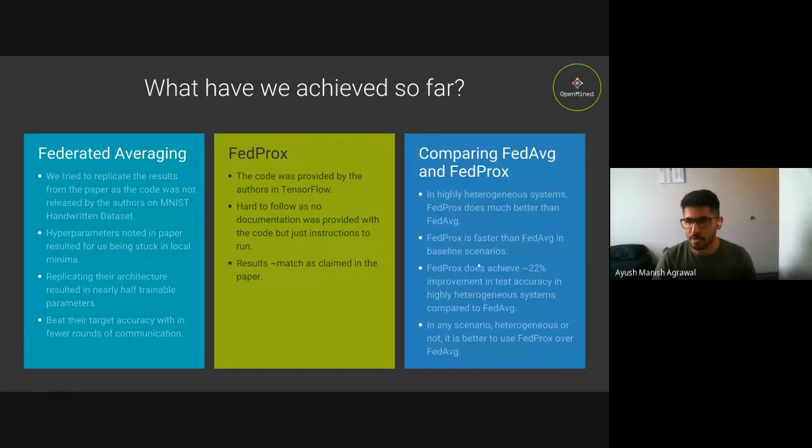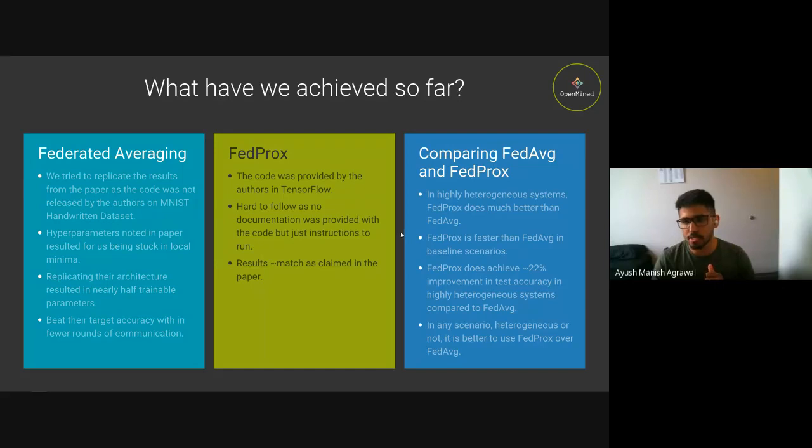When we took a deeper dive and tried to compare federated averaging and FedProx, we did notice that FedProx does much better than federated averaging in heterogeneous systems, which is expected. But we also noticed that FedProx is much faster than federated averaging, and even in the special case where FedProx behaves like federated averaging, we somehow noticed that FedProx is doing a little bit better than federated averaging. So these results are still new. We are going to experiment with these results more, but from what we are seeing, it's always better to use FedProx than federated averaging at any point.